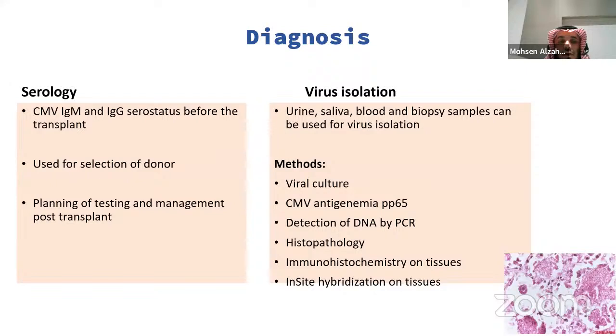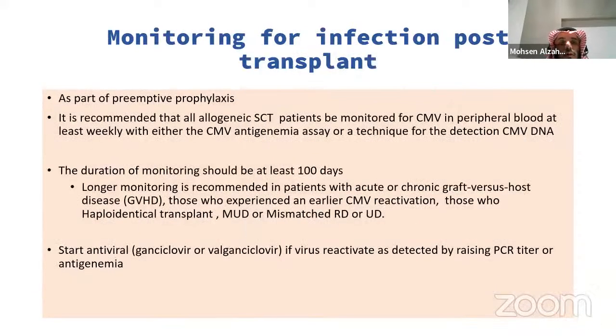And the methods are usually viral culture, CMV antigenemia on the blood, detection of DNA by PCR in the blood, histopathology, immunohistochemistry, and cytohybridization on tissues. Monitoring for infection post-transplant is part of preemptive prophylaxis.